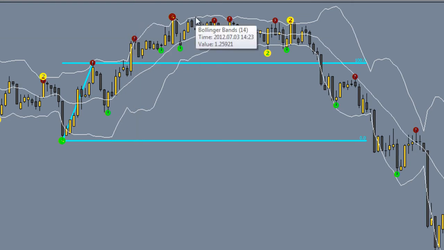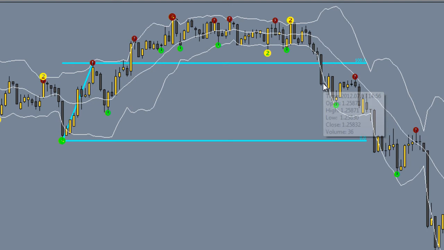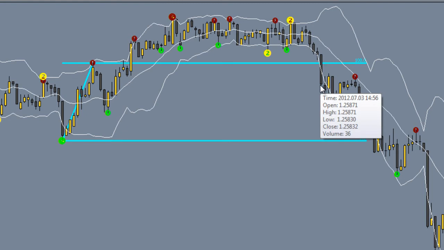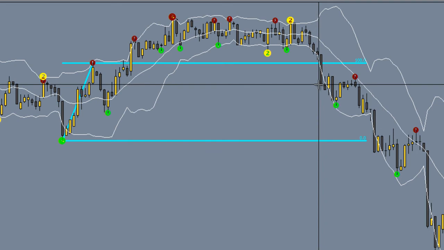Now, if this move doesn't get us our target, then we take a re-entry once the 100% fib level is recrossed the opposite way. In this case, this candle here not only crosses but closes on the other side of the 100% fib level. So our entry would be the open of this candle, and we would go short here. This is entry type number 2, a recross of the 100% level.